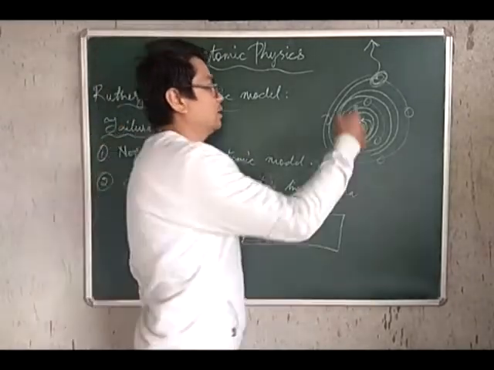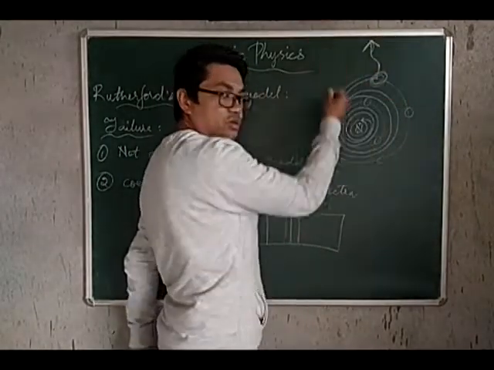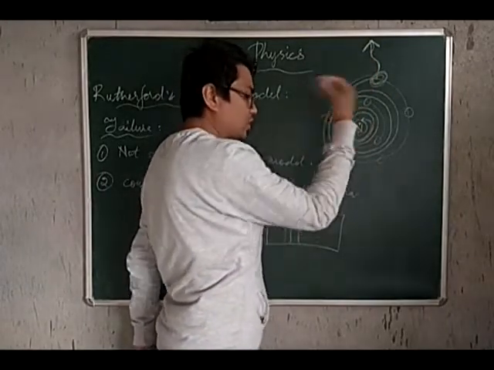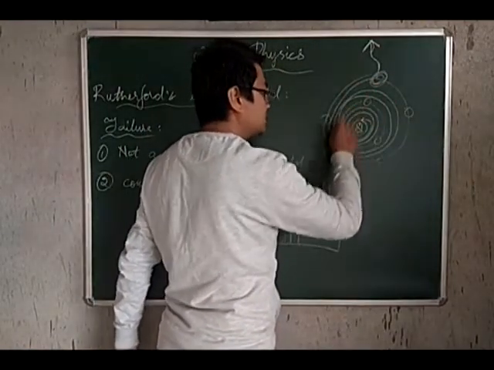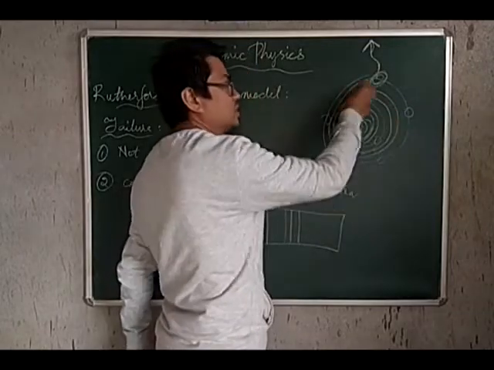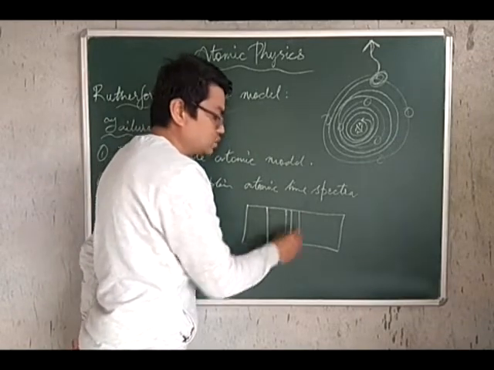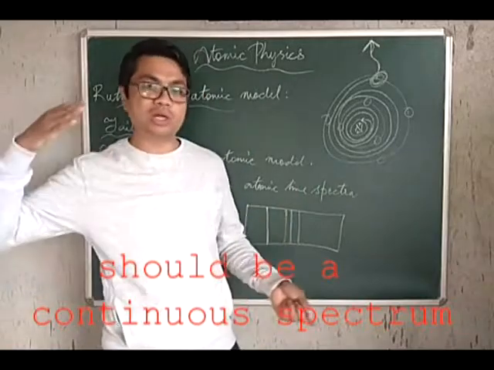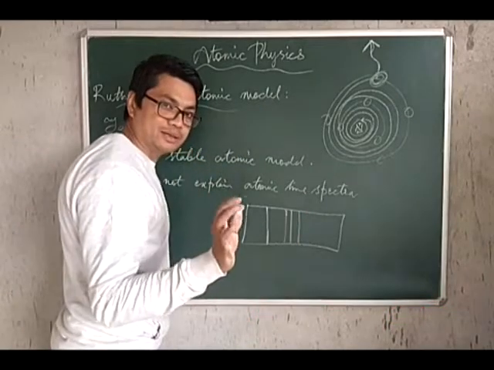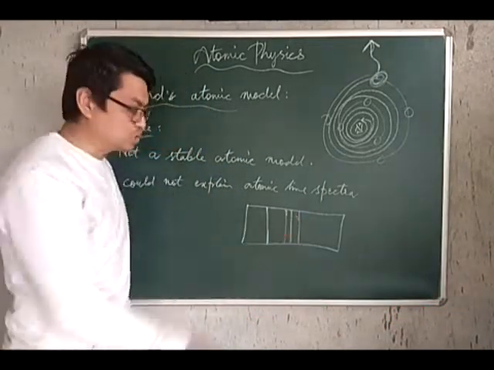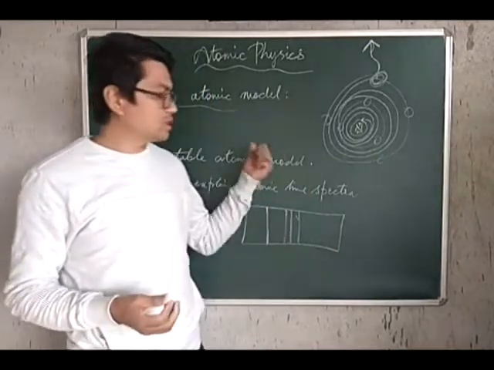Now, according to this model, since an accelerated charge constantly goes on radiating energy, this is the radiation according to Rutherford's atomic model. Since the loss of energy in the form of radiation is continuous, because the electron goes on losing energy continuously, it should not be a line spectrum like this. It should be a continuous spectrum, a band kind of a spectrum, according to Rutherford's atomic model.